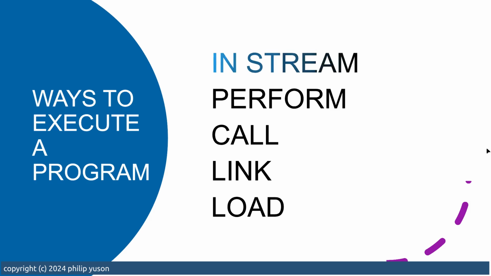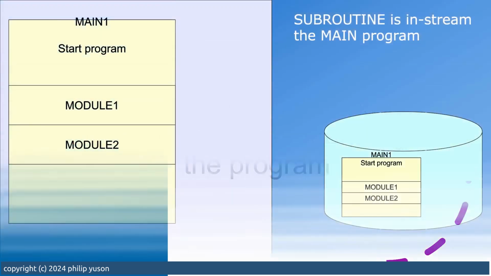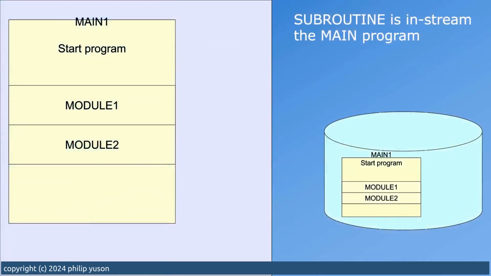The first is when the code is in stream, and as you can see in this diagram, the instructions are coded within the program and they are executed sequentially. You can see here an example of the program where you have the start, and module 1 and module 2 are part of the sequential instructions. Module 1 is executed, module 2 then is executed, and if there's some need to execute module 1 again, module 2 is going to go to module 1.